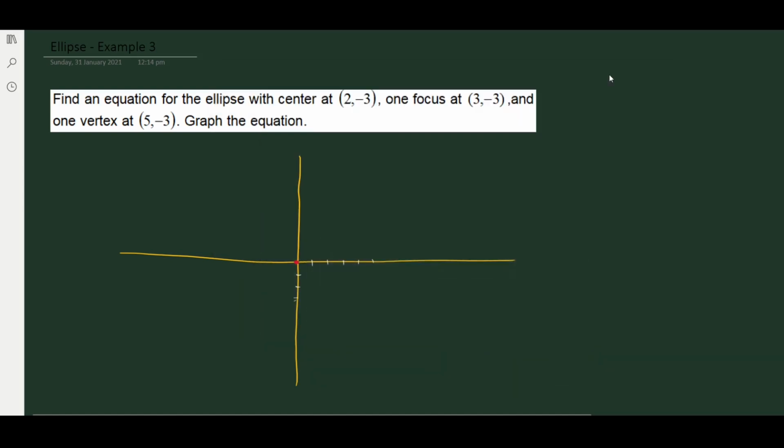Hello everyone, let us now try to solve example number 3. Find an equation of the ellipse with center at (2, -3), one focus at (3, -3), and one vertex at (5, -3). We also need to graph the equation.